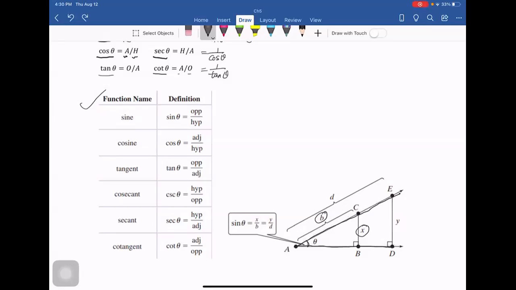What's the meaning of that? That means sine theta equals x over b in the small right triangle here, and also equals y over d in this big right triangle. So theta is fixed. So the ratios of x and b, y and d are the same.